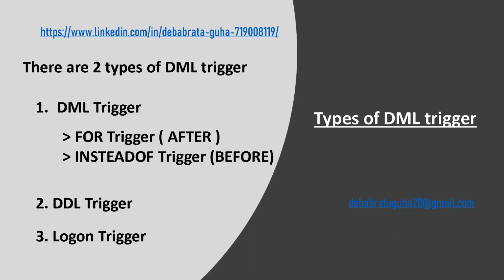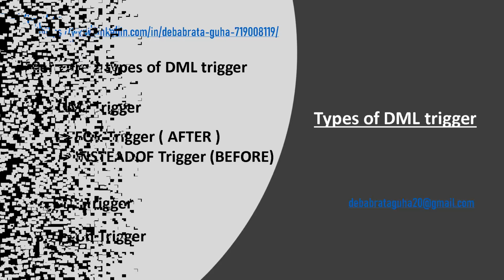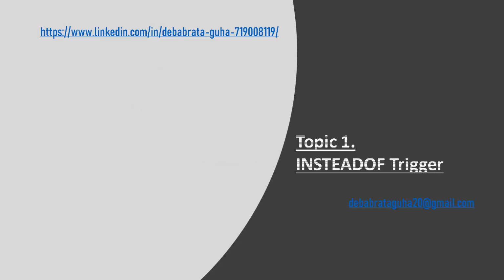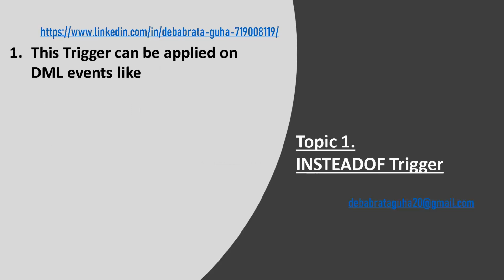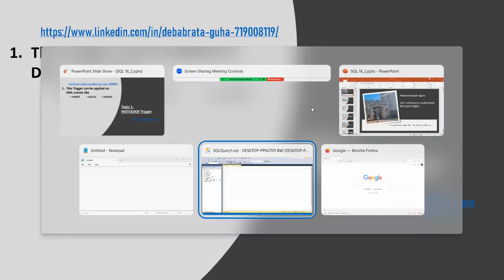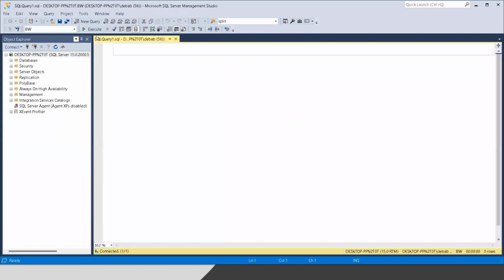But in case of before trigger, suppose someone is deleting something, and this trigger will work before the actual deletion happens. So if required, you can also stop that deletion from happening. So that is the main advantage of instead of trigger. Instead of trigger can be applied on the DML events like insert, delete, and update. So let's see the syntax for the instead of trigger.